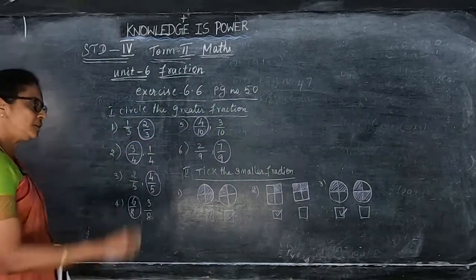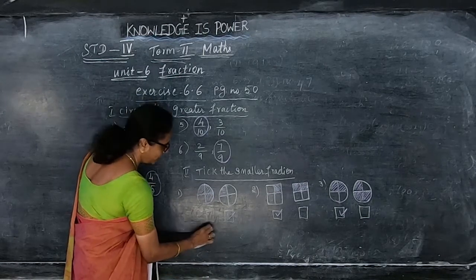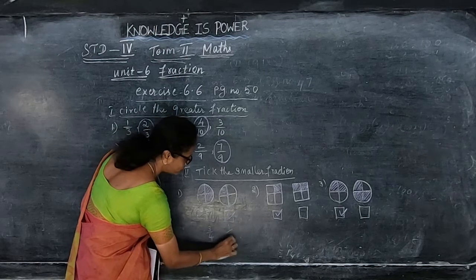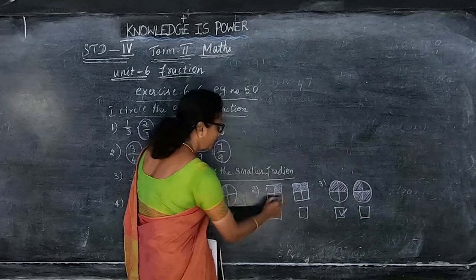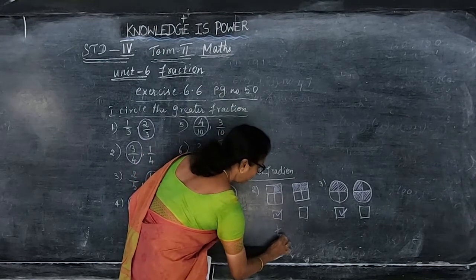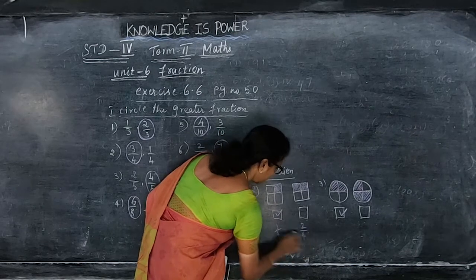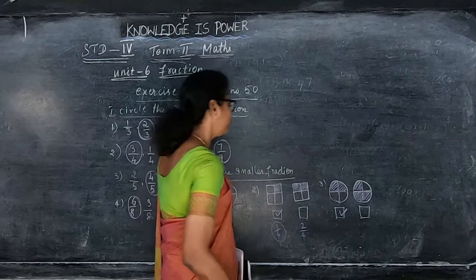Okay, so you have to see and write 1, 2, 3, 4 parts. So this is 3 by 4 and this is 1 by 4. So smaller, this is the smaller. This is also 1, 2, 3, 4. So 1 by 4 part is shaded here, 2 by 4 part is shaded. So you have to put the tick mark on the smaller fraction.